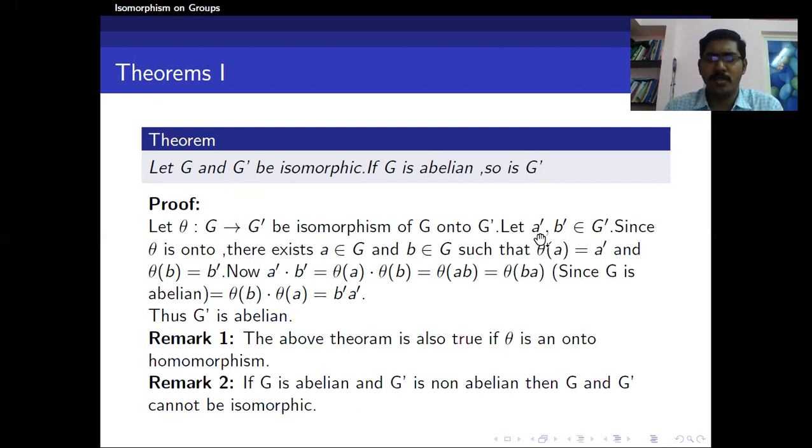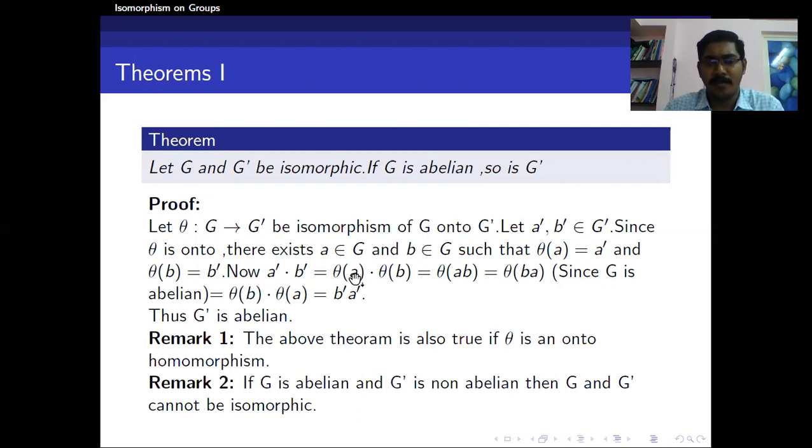Let us choose two elements, a dash and b dash in G dash. Since theta is onto, there exist a in G and b in G such that theta of a equals a dash and theta of b is equal to b dash. Now a dash into b dash is equal to a dash. We can replace a dash by theta of a, because we are assuming a dash is theta of a and b dash is theta of b, because a dash and b dash are the images of a and b from the domain to the codomain.